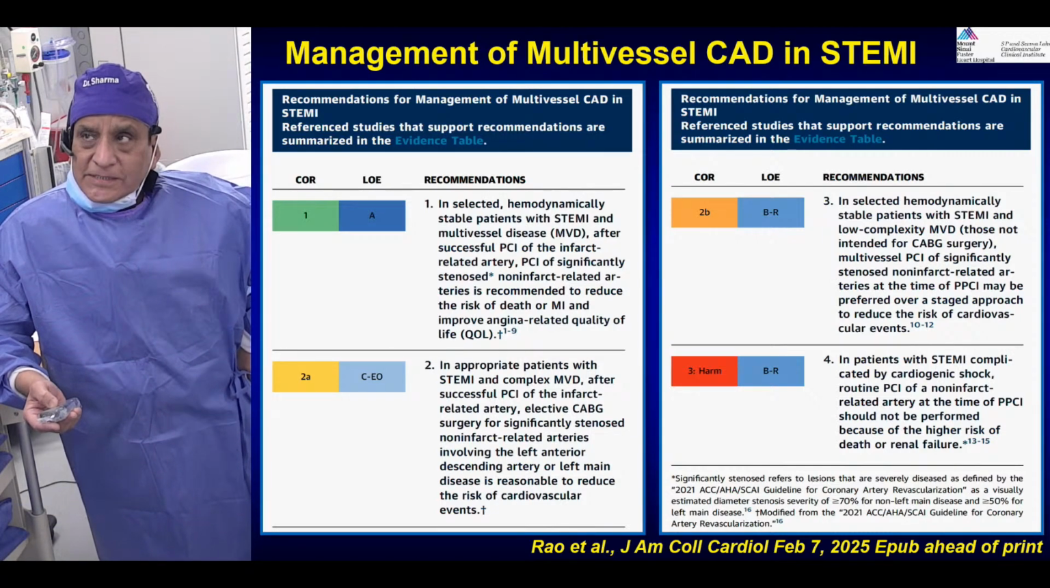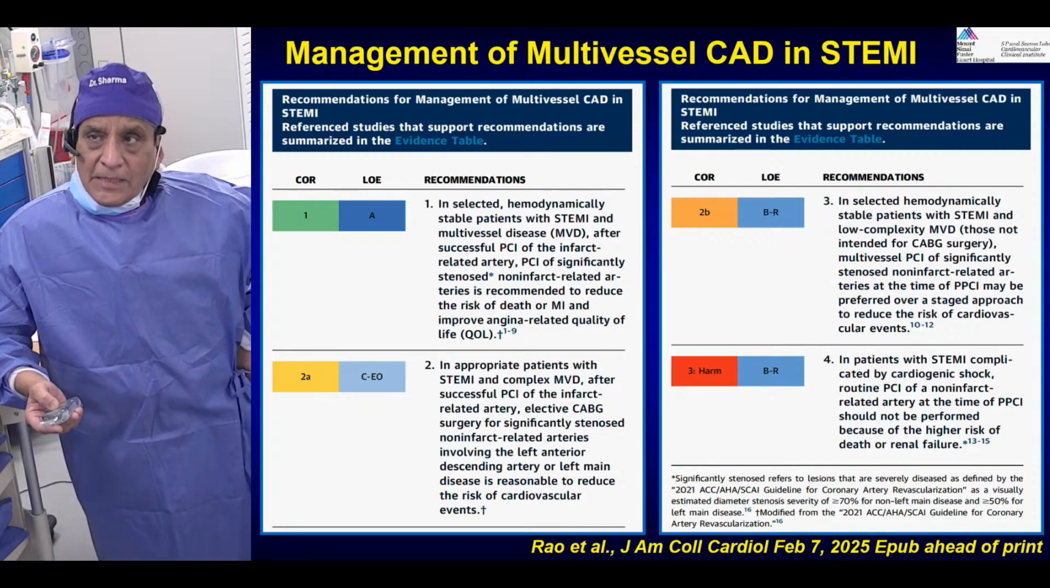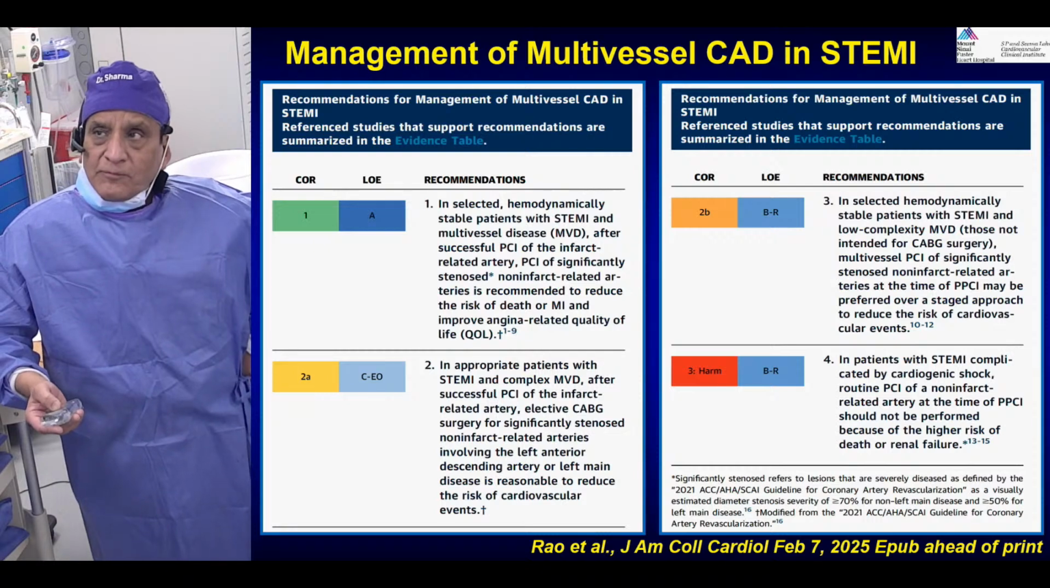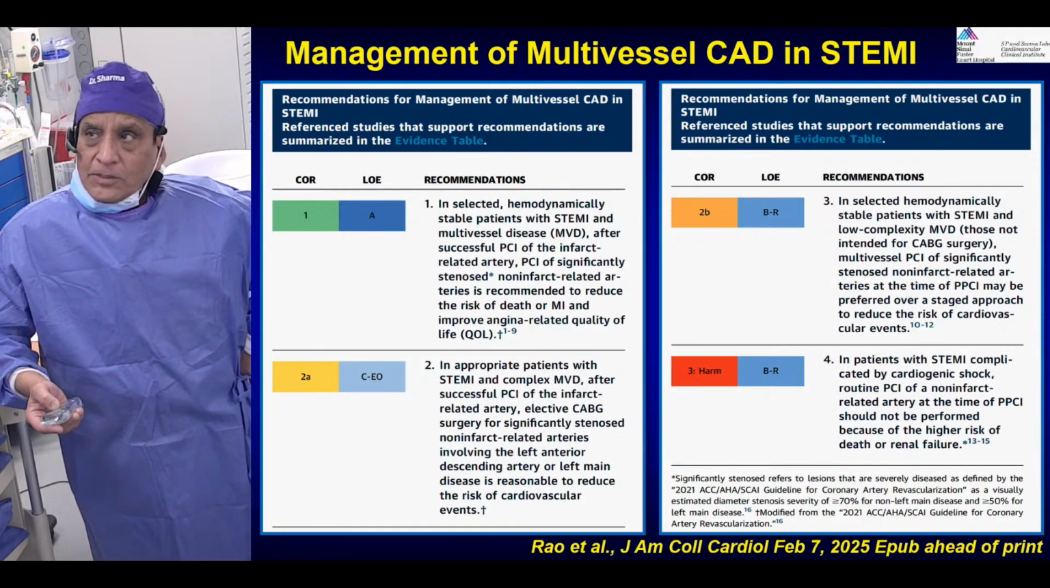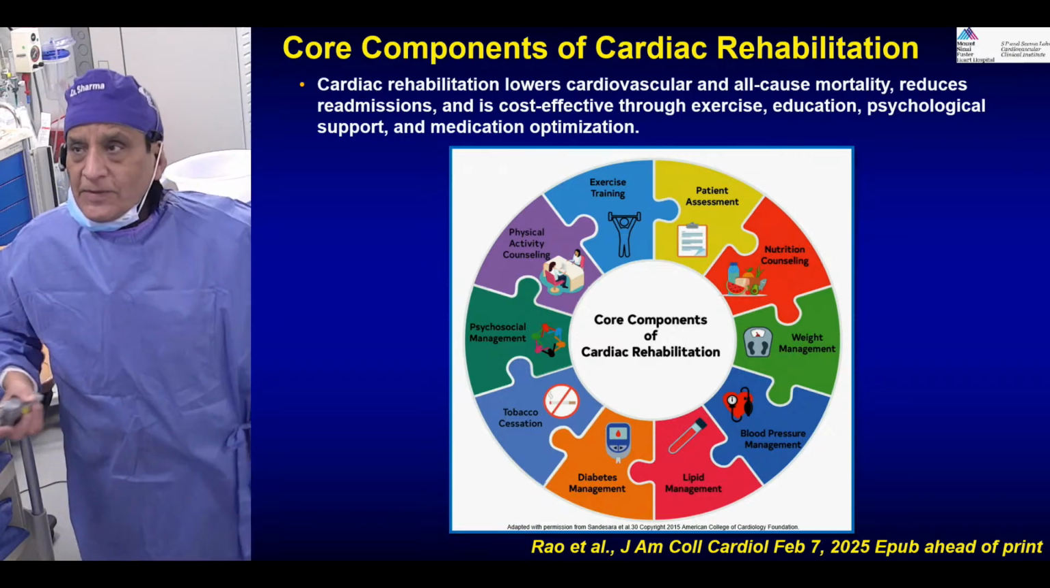Then multivessel CAD in STEMI, which has come up already: if it's not cardiogenic shock, multivessel PCI is indicated, preferably during the same hospital admission. There are a few studies, but if you have cardiogenic shock, you do only culprit vessel PCI and don't do all vessels. So this is very important.